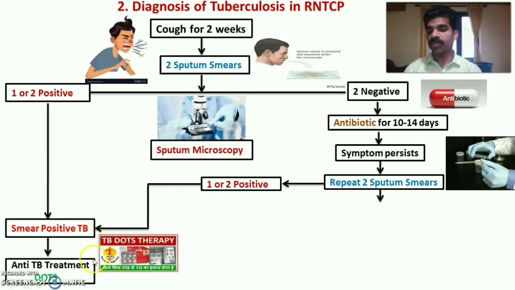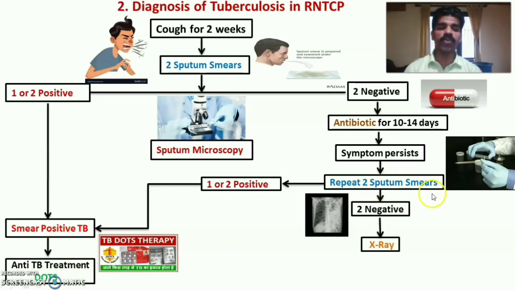Then his treatment has to be started, and it has to be continuous anti-TB treatment with DOTS therapy for minimum 6 months. If the repeated 2 sputum smears become negative, then the second test has to be done, that is X-ray examination of the chest. So if the 2 smears become negative again, then a chest X-ray has to be taken to confirm any TB in the particular patient.